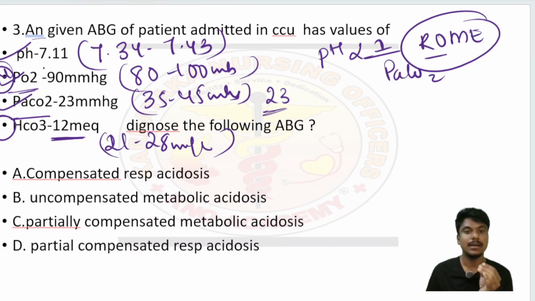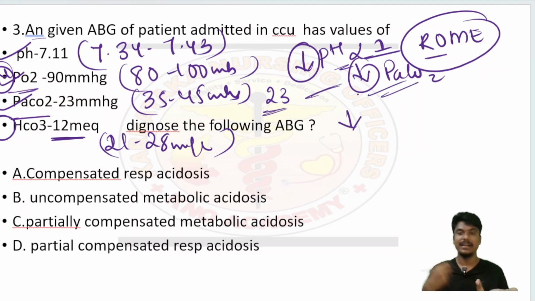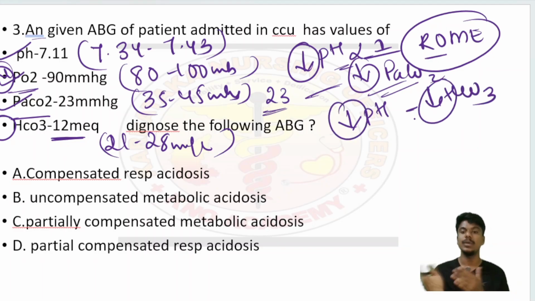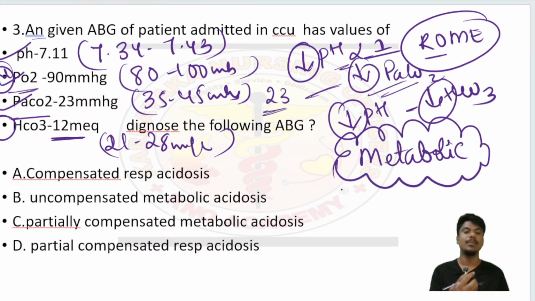Now we'll see here. There is a drop in pH, a reduced level of pH, and there is a reduced level of PaCO2. Here it is clearly indicating that it is not related to a respiratory condition. If you see the metabolic condition, pH is coming down and your bicarbonate is also coming down. Both arrows are going down equally. So I'm telling you the primary disorder of this condition is metabolic.